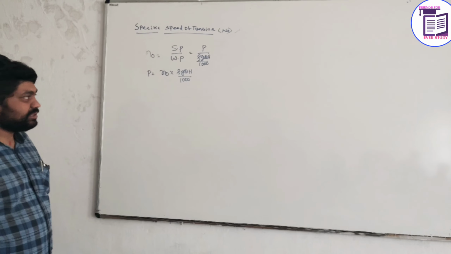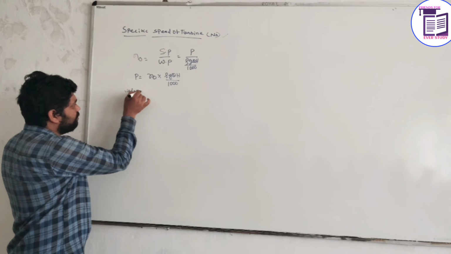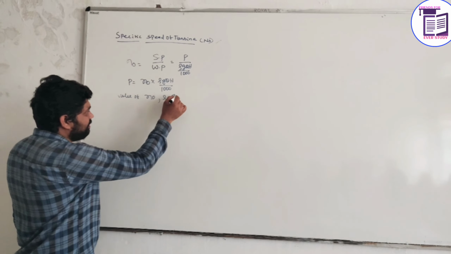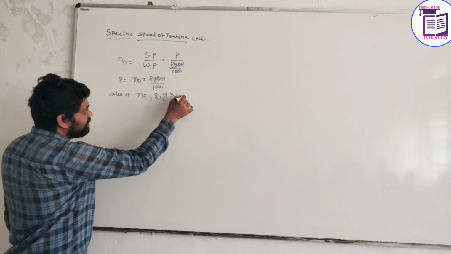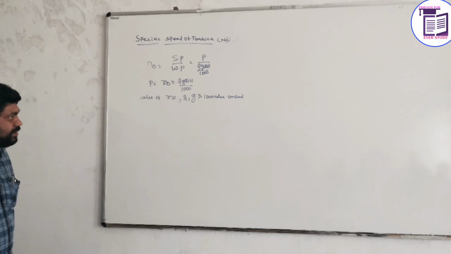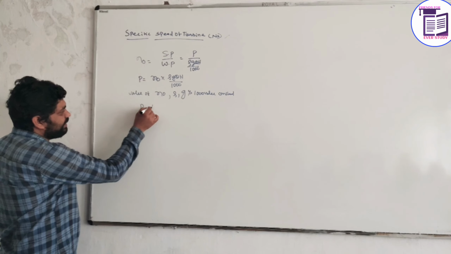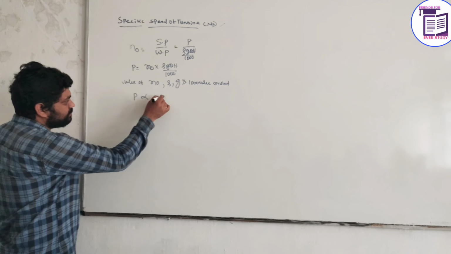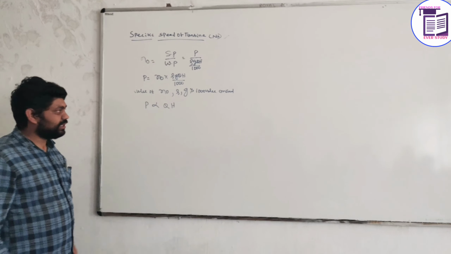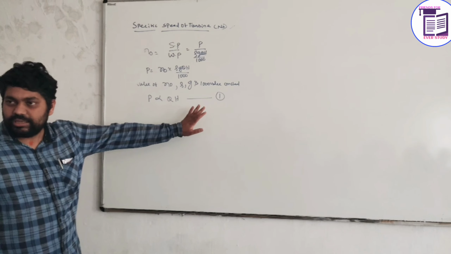Under this equation, the overall efficiency, density, gravitational acceleration and the 1000 value are constant. So using this relation with rho, g and 1000 constant, we can write P is directly proportional to QH. Power is directly proportional to QH. Consider this as equation 1.